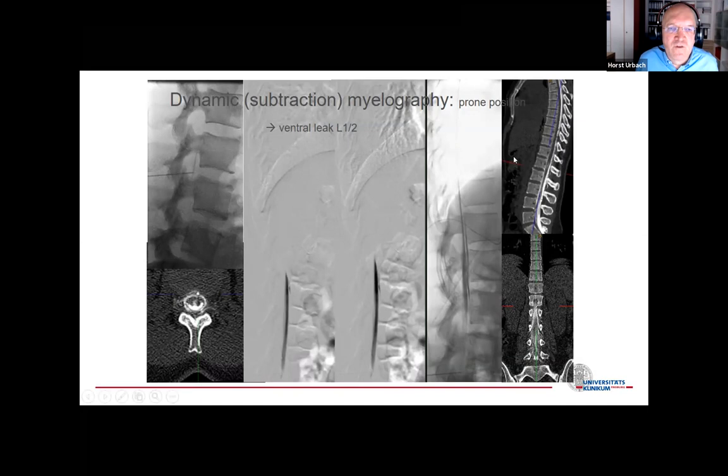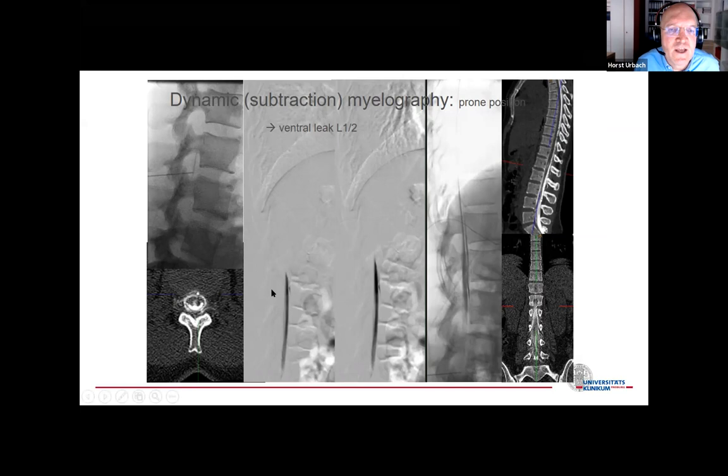So we have to put the patient in the prone position because the contrast is heavier than the CSF, and put him in a slight head down position, inject contrast. And then you see exactly the point where the CSF goes in the epidural space. You see the double contour here.